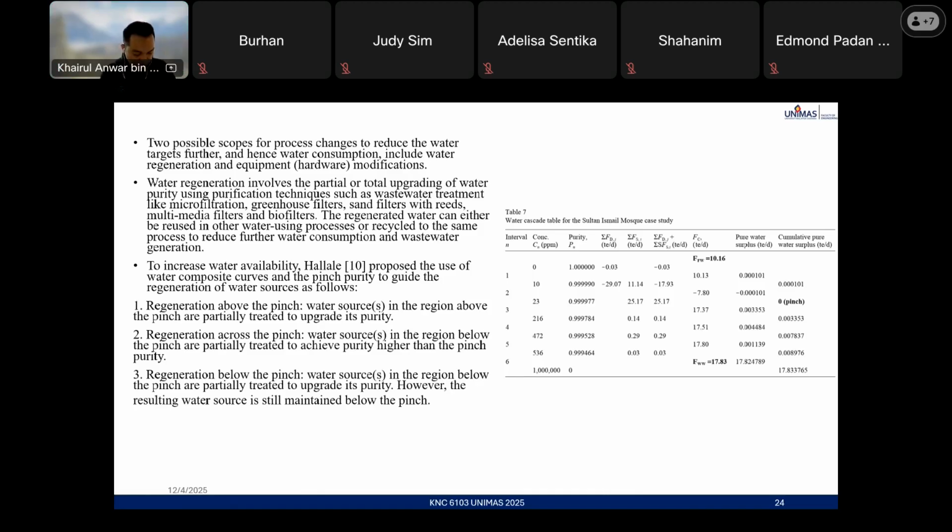Because this paper is comprehensive, it also includes regeneration. Let's say we treated some water from below the pinch, which can be reused above the pinch. That is the part after this.